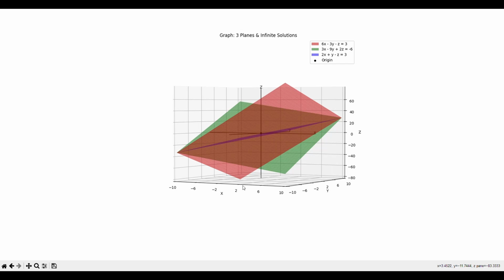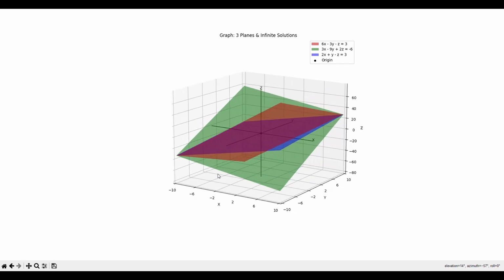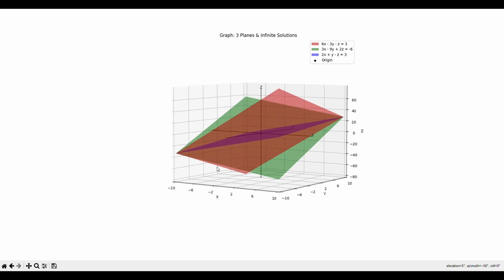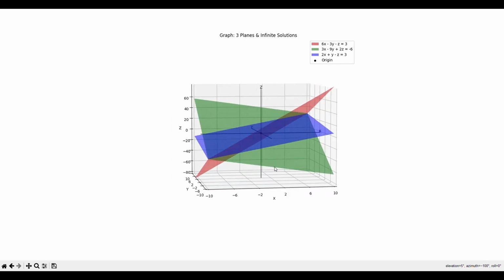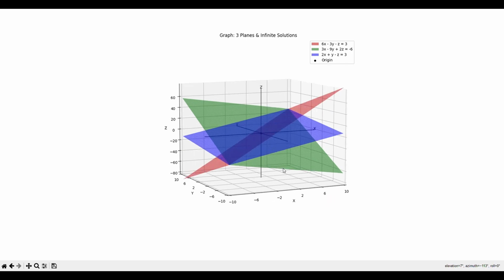Now, let's consider another possibility of the three planes intersecting with each other. Two of the planes intersect to form a line, and if the third plane also intersects the other two along the same line, the common points of intersection for all three planes are represented by that line. The system will therefore have an infinite number of solutions corresponding to every point on the line. An infinite number of solutions will also exist if two of the planes, or all three planes, are identical.